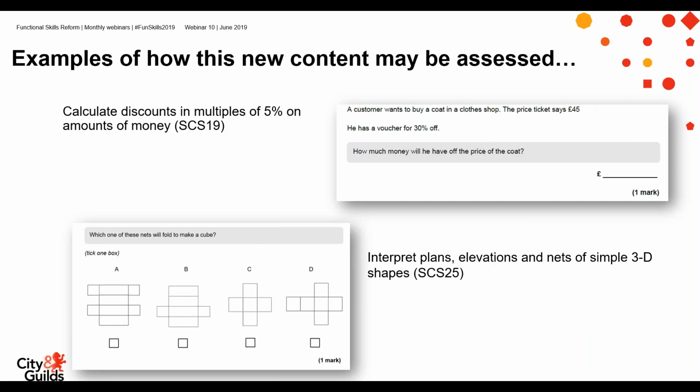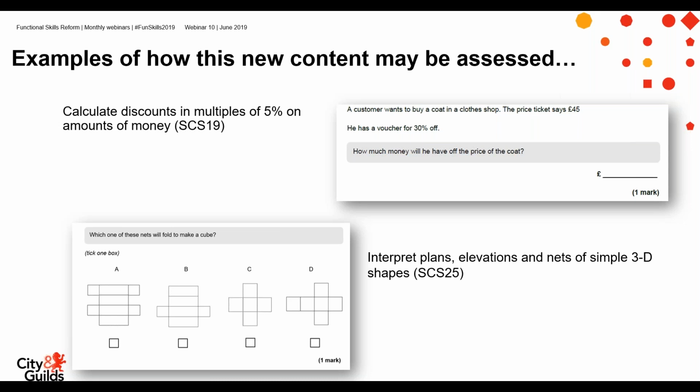Just to give some examples of how some of this new content might be assessed in practice, we've got 2 examples on this slide. These have been taken from the first sample paper that we produced for level 1, so you may recognise these questions, but please don't assume these are the last word in how we would ever assess these. It will vary.